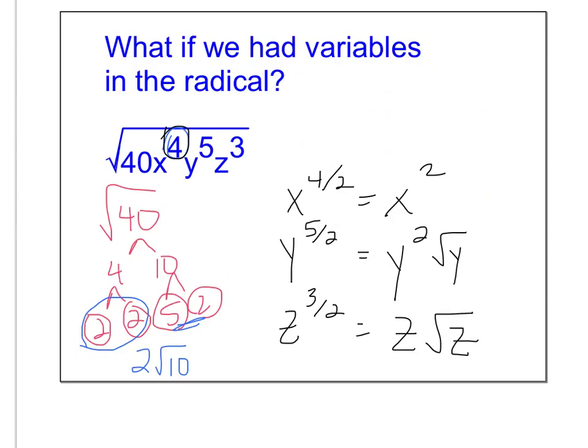So putting this all together, it kind of looks like a lot, but I just wrote out everything that I normally do in my head. On the outside are the numbers that aren't underneath the square root: the 2, the x squared, y squared, and z. So we're going to go 2 x squared, y squared times z. And then everything that's left inside is 10 y z. All right, that concludes this lesson.